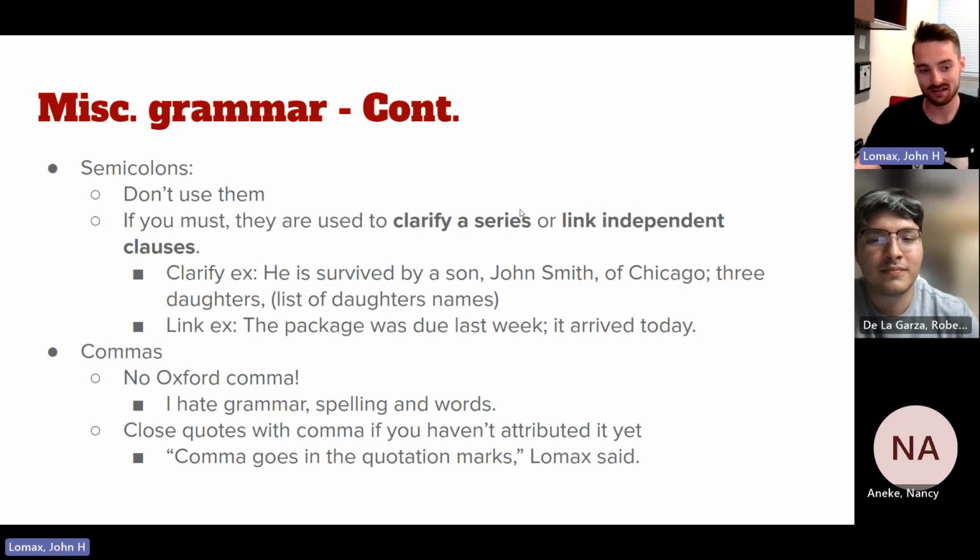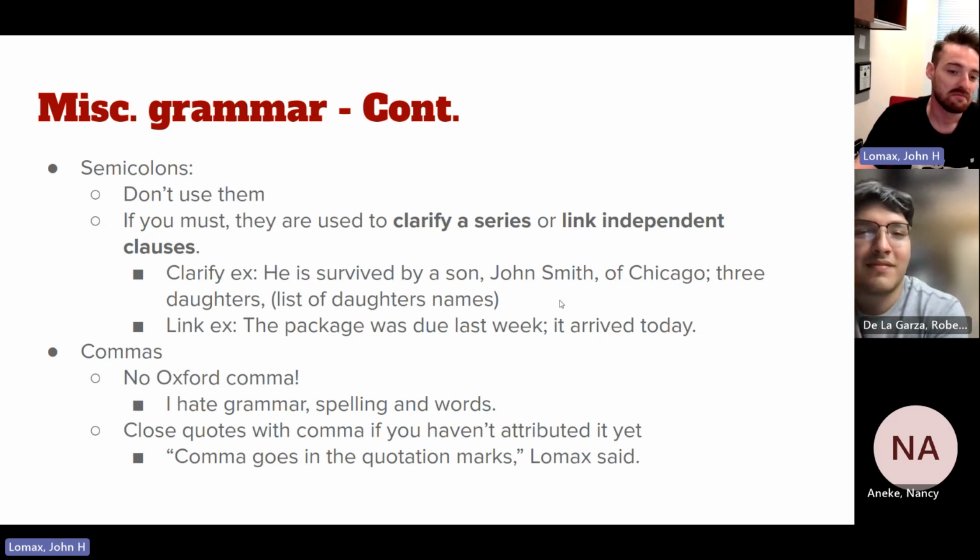And this is a really niche scenario. I copied this from the AP style book. This sentence was like a paragraph long because it was listing all the daughters. And I would avoid semicolons. I know if you use Grammarly, for some reason it likes to go crazy with them. It loves using semicolons, but I would generally avoid them.